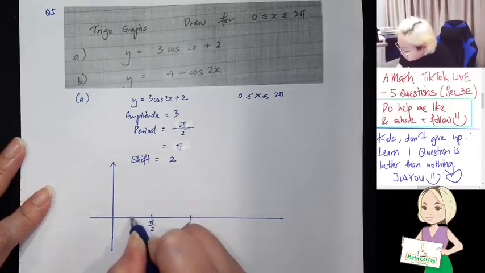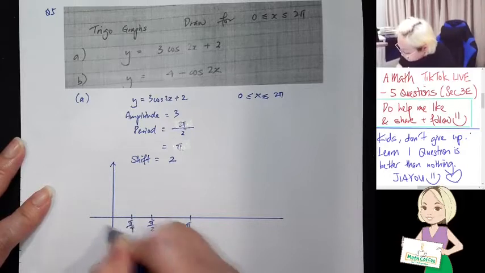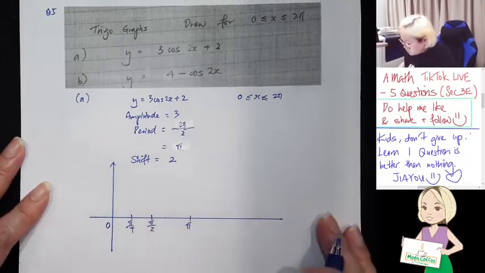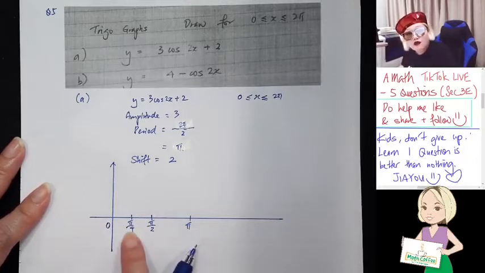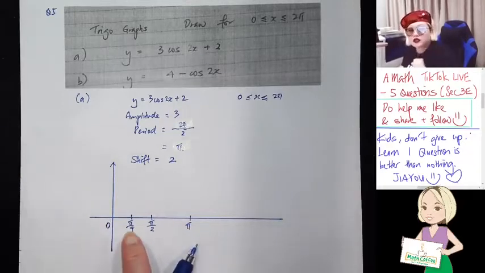Times half again means 1/4. So this one is pi over 4. So this is 0. Don't put degree, because it's 0 radian. So now you know your interval is pi over 4. So in other words, it's 1/4. We don't care about the pi. So my interval is 1/4.